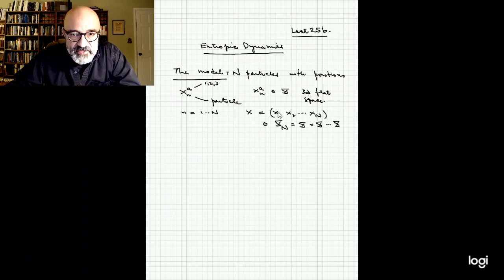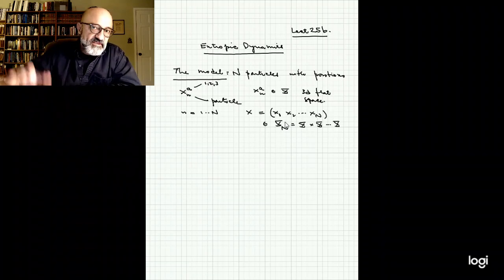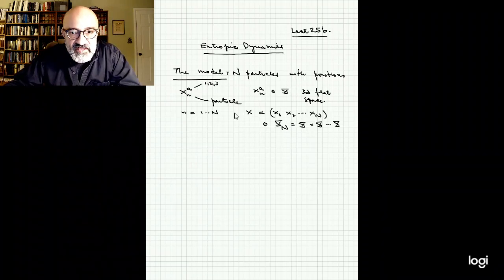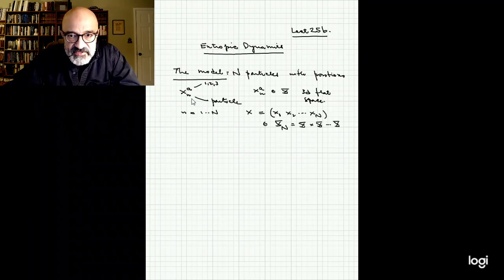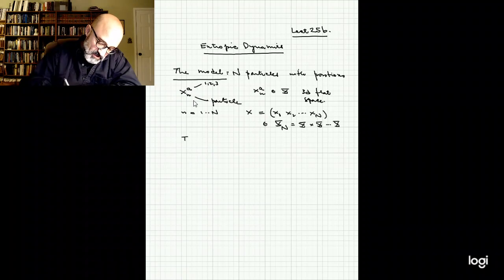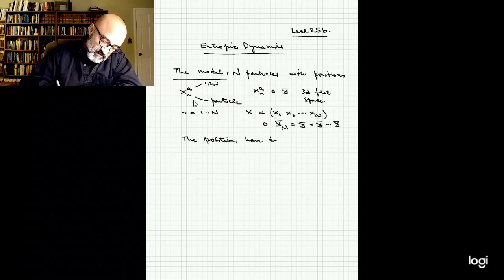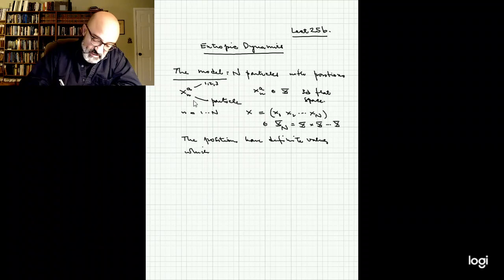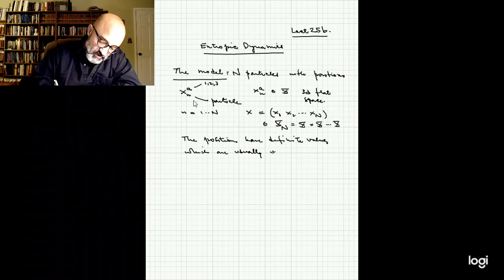As you can probably appreciate, at this point, we're already deviating from the standard Copenhagen interpretation. These particles have definite positions, which may, however, be unknown. So the positions have definite values, which are typically unknown.